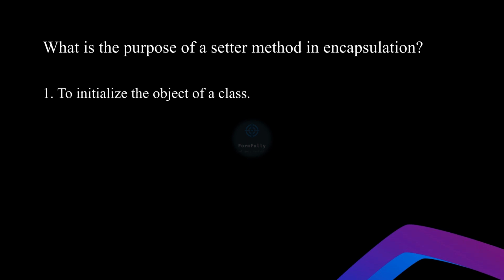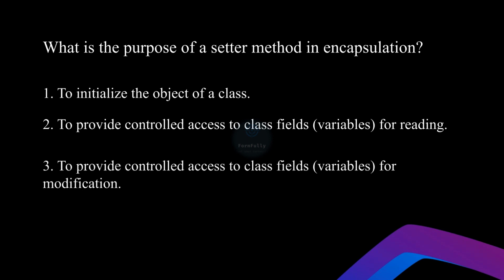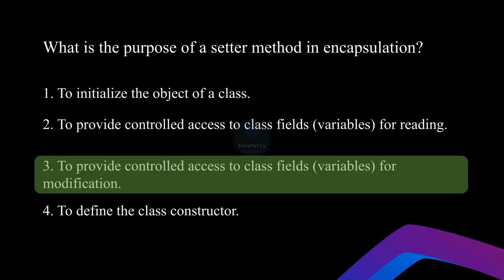Options are to initialize the object of a class, to provide control access to class fields, that is variable, for reading, to provide control access to class field for modification, to define the class constructor. A setter method in encapsulation is used to provide control access to class fields for modification. It allows you to set or change the values of private fields.